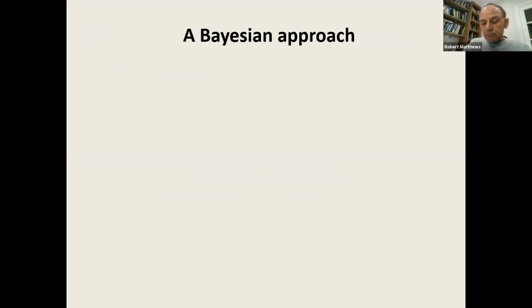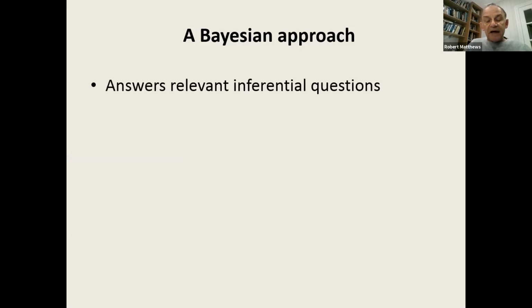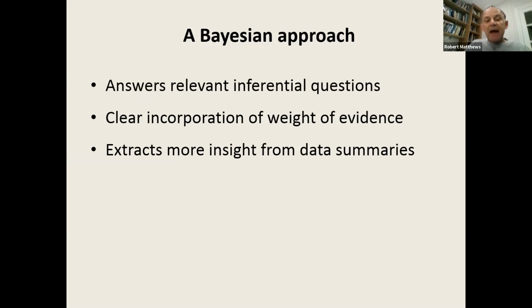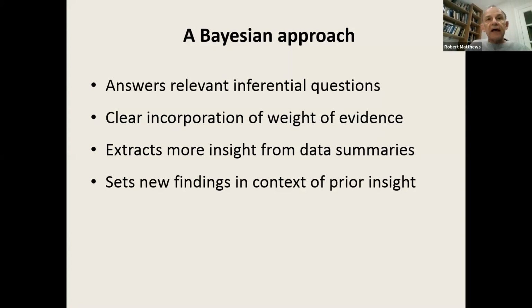So I think the way forward, the framework that's most suited to that, they have clear incorporation of weight of evidence through the likelihood ratio. They also have the power to extract more insight from data summaries like confidence intervals, and they also have a natural way, through the incorporation of prior evidence, of setting new things in context, which is crucial, particularly with implausible research. And as a journalist, I used to come across that sort of stuff all the time.